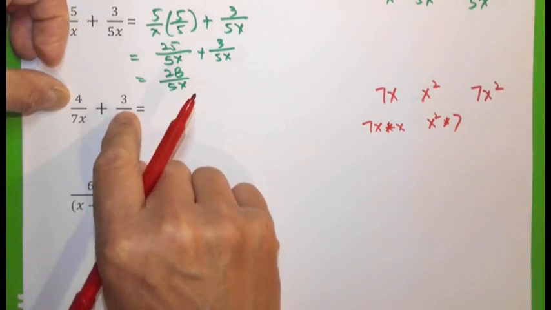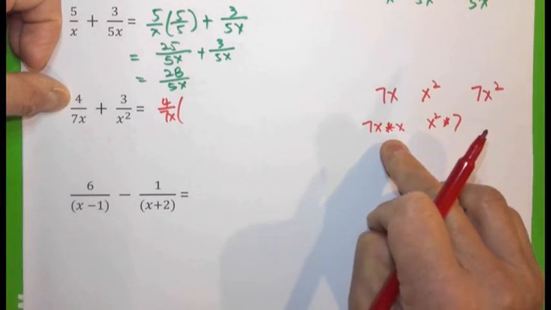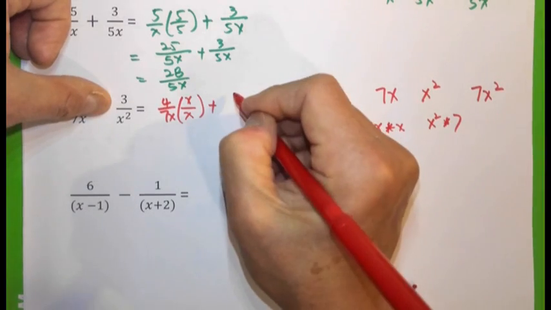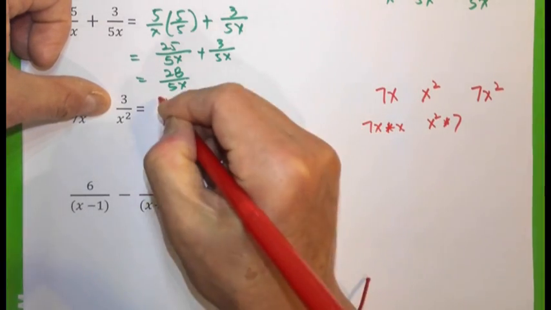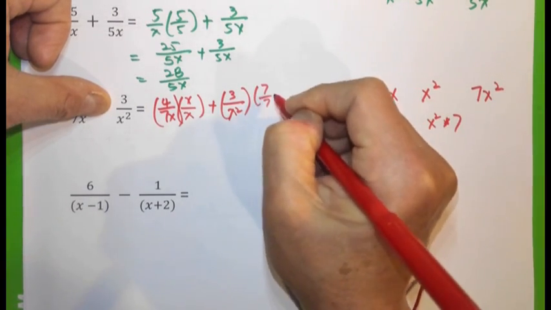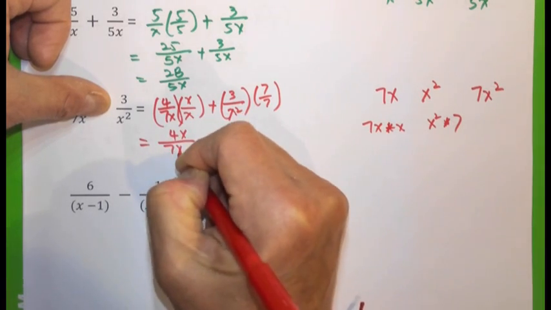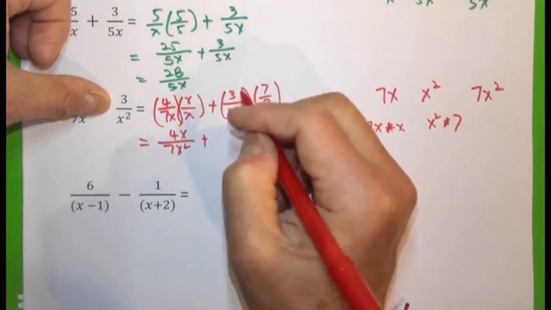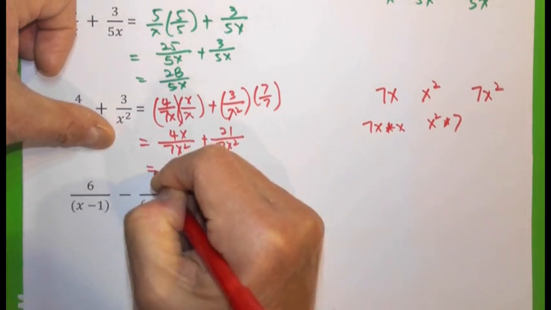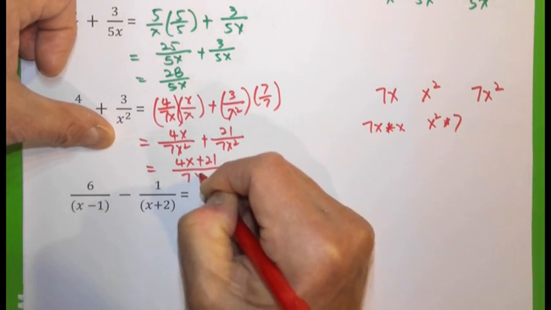So therefore, rewriting this, 4 over 7x times x, plus 3 over x squared times 7 over 7. Therefore, you've got 4x over 7x squared plus 3 times 7 is 21 over 7x squared, which means you have 4x plus 21 over 7x squared.